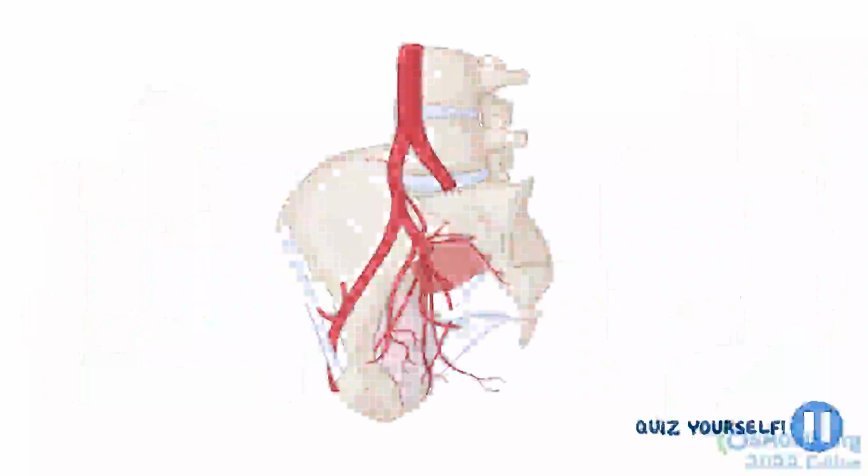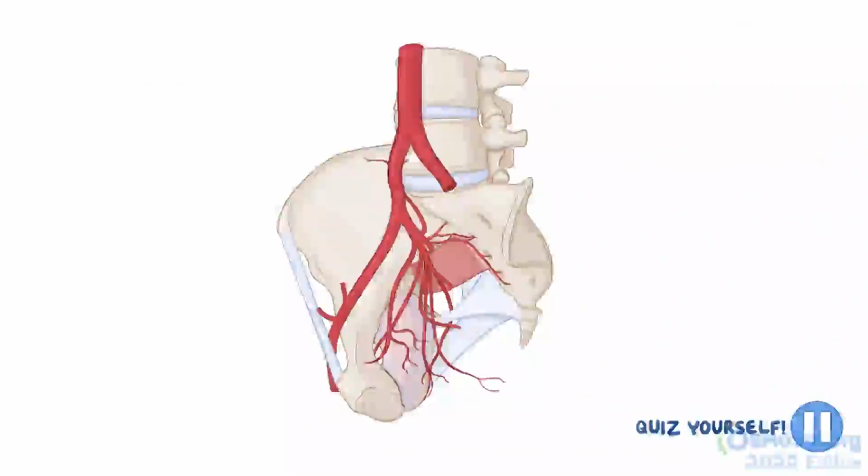Okay, now let's take a deep breath and have a quick quiz. This illustration shows branches of the anterior and posterior divisions of the internal iliac artery. So, do you recognize this artery? This is the iliolumbar artery, which is a branch of the posterior division. Pro tip, the iliolumbar artery is easy to find because it runs in the opposite direction of its origin.